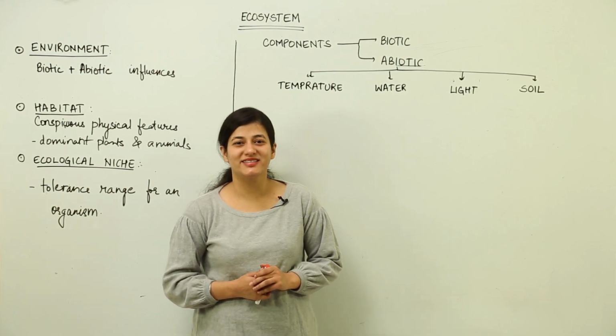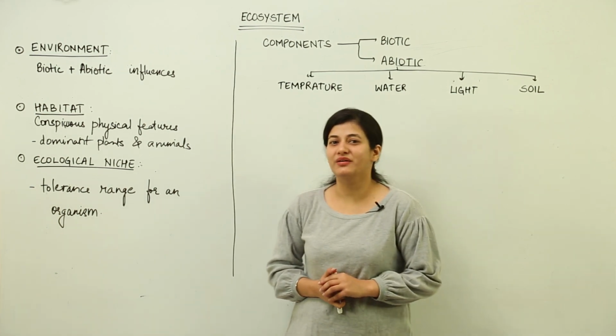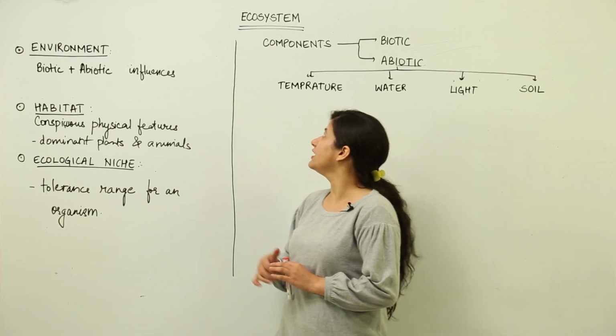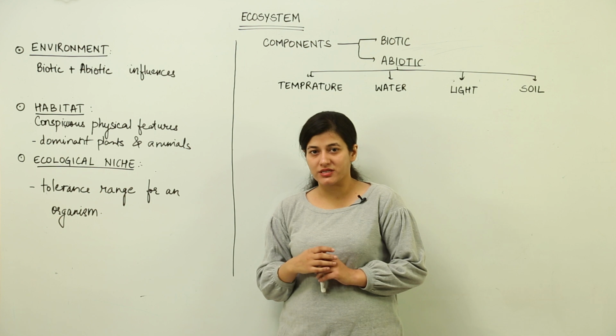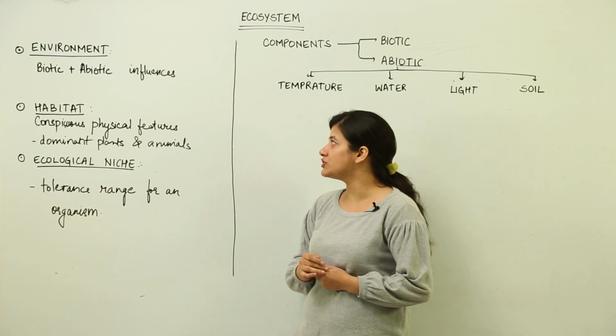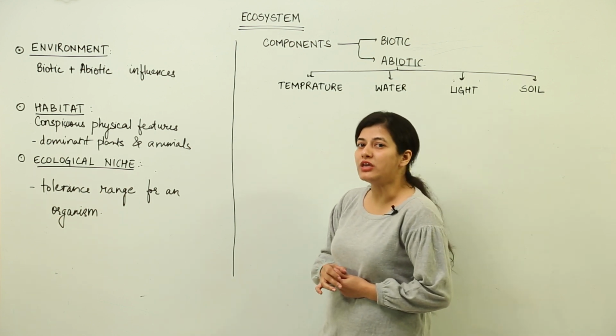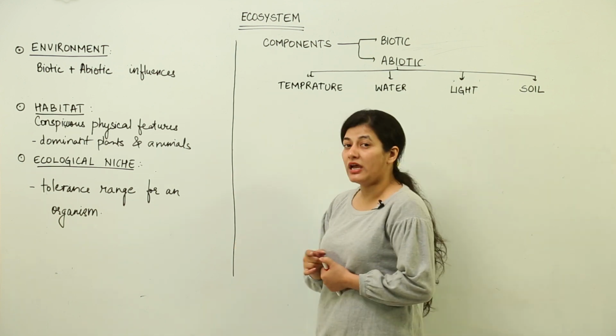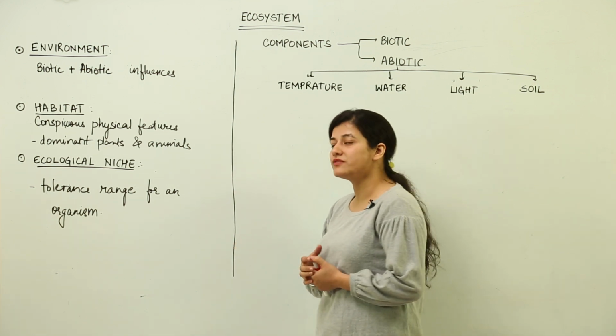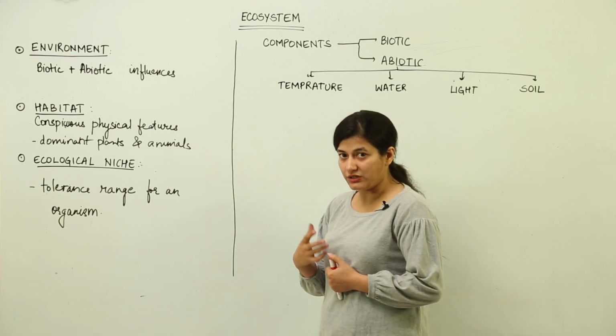Hello students. Now in this lesson we are going to take in detail the components of an ecosystem. We did discuss what were the levels under which ecology is studied. So ecosystem was the one basic unit under which we study ecology, inside which the basic unit of study of ecosystem was further an organism.